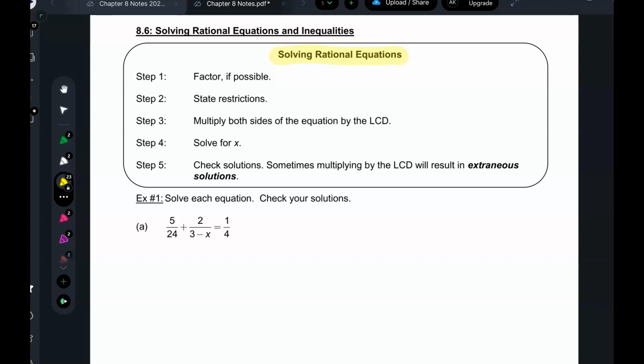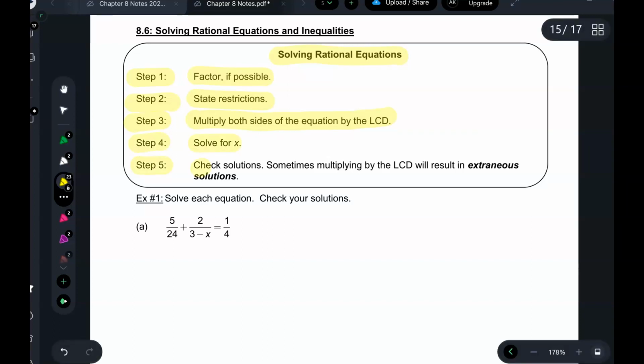Okay. So we've been working on rational functions. Now we're going to solve rational equations. So step one, we're going to factor if possible. Step two, state restrictions. Step three, multiply both sides by the least common denominator, which we already have practiced with. We're going to solve. And the last step, we always want to check our solutions. Remember when I talked about extraneous solutions in the last chapter? Sometimes things don't work when you plug it back in. We want to make sure that we check our answers here.